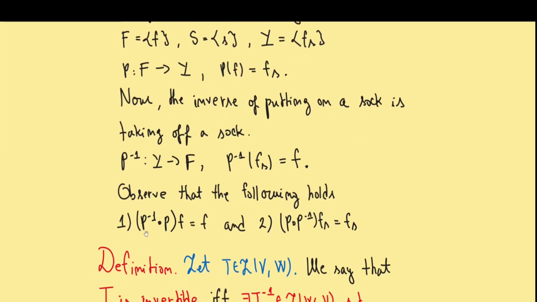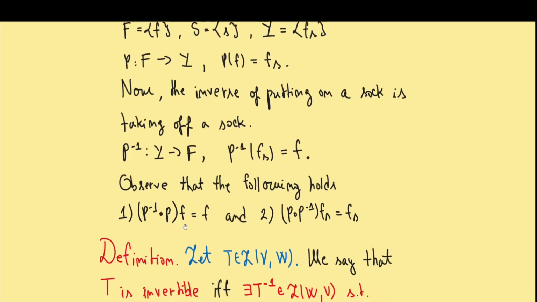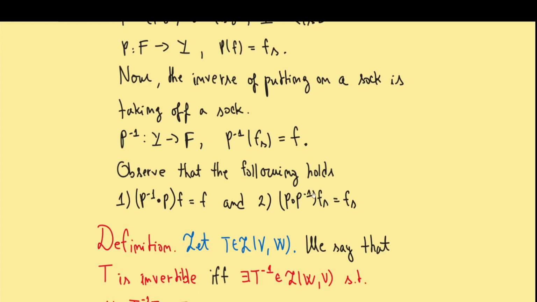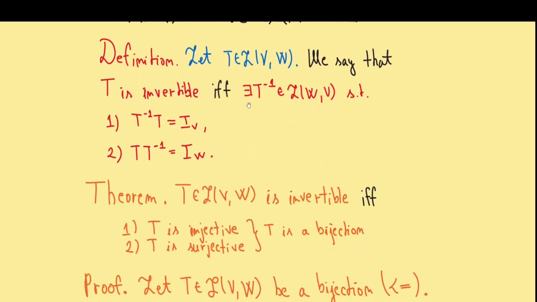And now observe that the following two relations hold. If we do function composition of P and P minus 1 like this and like this, we don't do anything to our original input. So these two compositions are equal to the identity function. If you give me a foot and I put a sock on it and then I just take the sock right away off of it, well, I did nothing to the foot. Same here: if you give me a foot with a sock on it, if I take off the sock and put the sock back on, well, I did nothing. So that's the motivation for this definition over here.